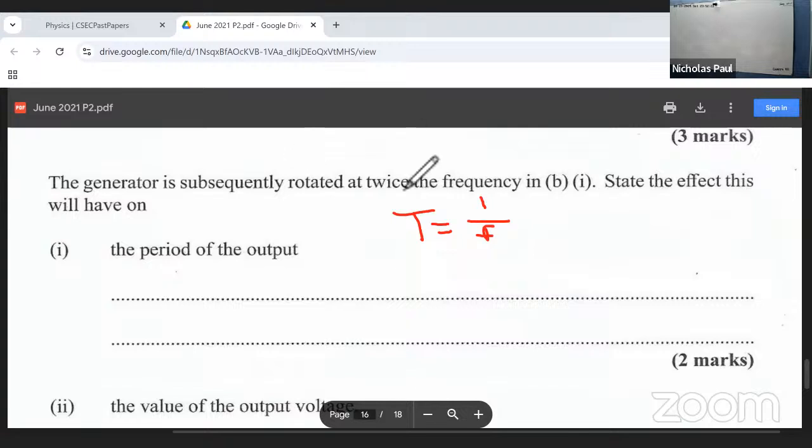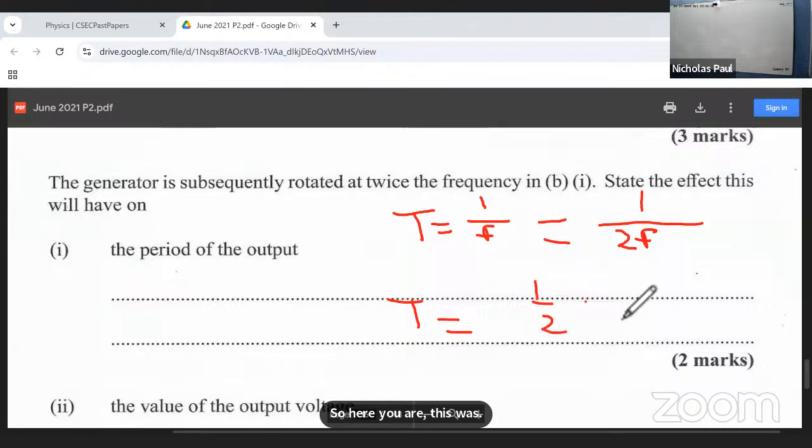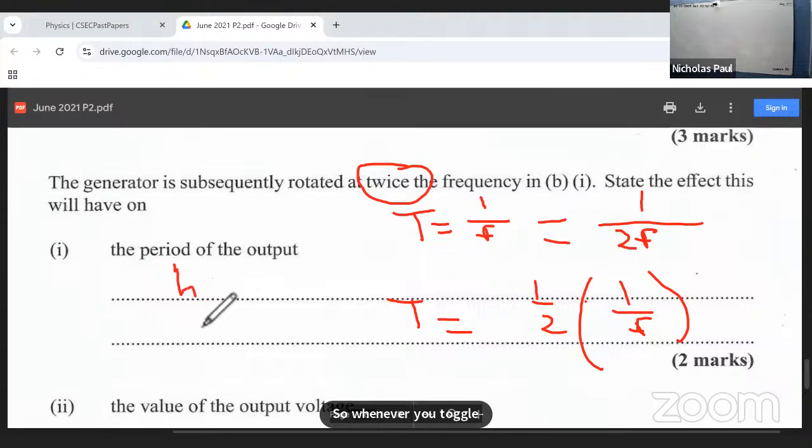Look at the answer. If we double the frequency, it now becomes 2n. So the period is what? Can I factor out a half there? If you look at this, both of them are the same. So whenever you double the frequency, the period is half. Let's write it in half: if it's double frequency, a half period.